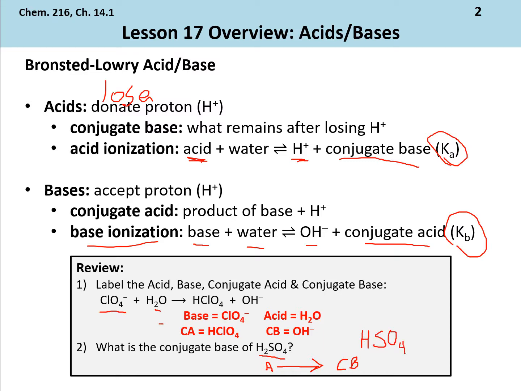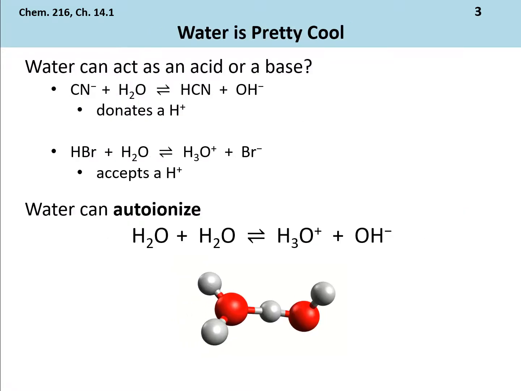And because it lost H+, that means my HSO4 is now going to be negative. So HSO4- is my conjugate base. Okay? All right. So that was a review from last time.